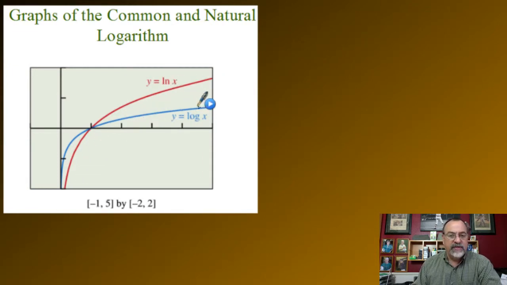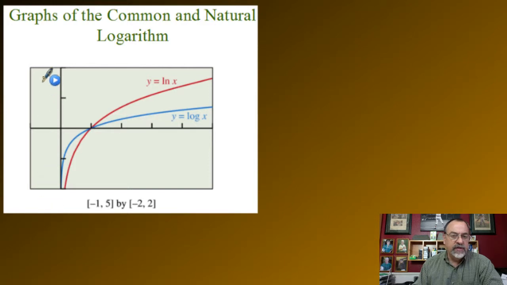So from that we should have an idea that a base smaller than 10 is going to have a steeper rise, and a base larger than 10 is going to have an even more shallow rise as you come through here. So we'll keep that in mind as we sketch our graphs.